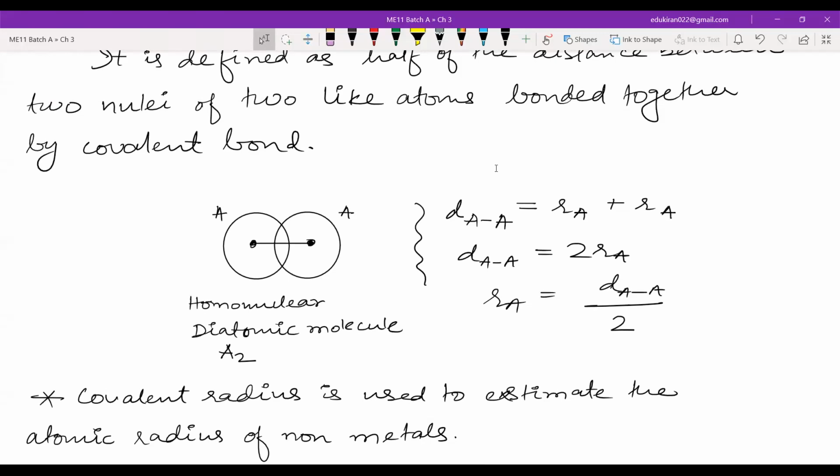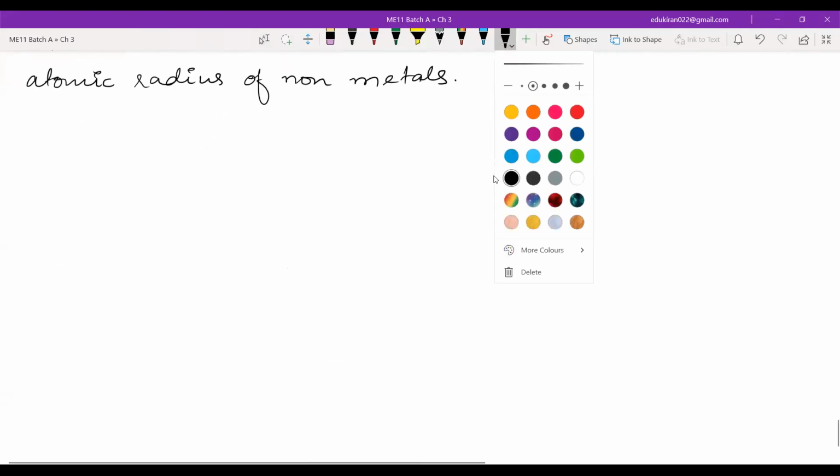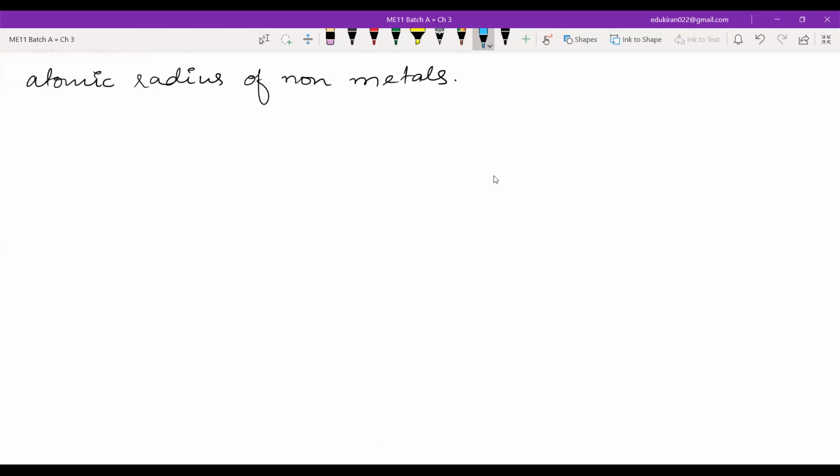Done, sir. Okay. Now what will happen if you have metallic radius? Second point is, please write metallic radius. Okay, Salman. Now, can somebody define metallic radius? How can you define metallic radius?